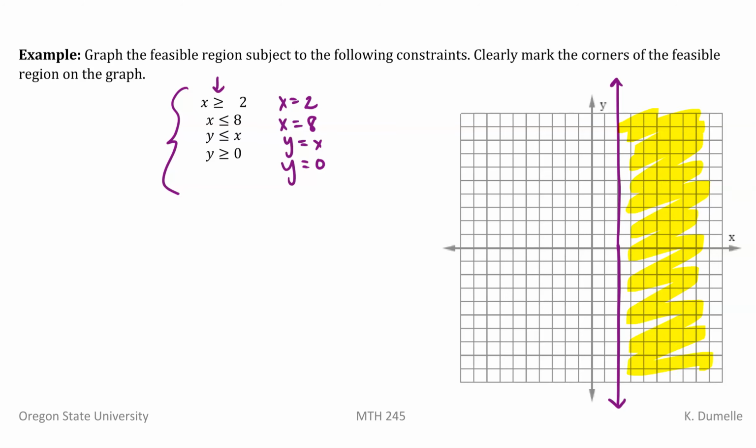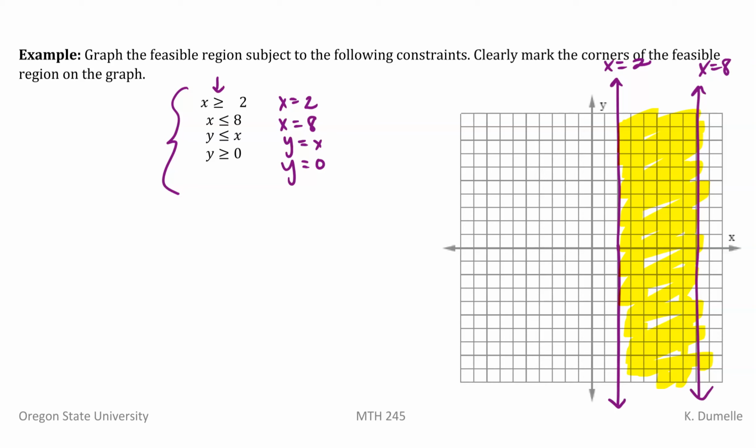All right, next we have x equals 8, so that would be a vertical line that crosses the x value 8. Now let's go ahead and shade where it tells us to in this constraint that x is less than or equal to 8. So we want only values less than 8 but greater than 2, so in between those two vertical lines.